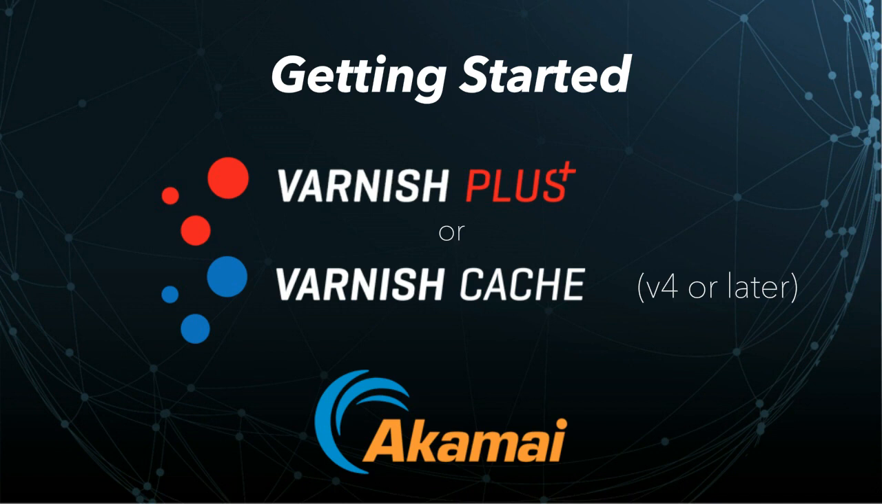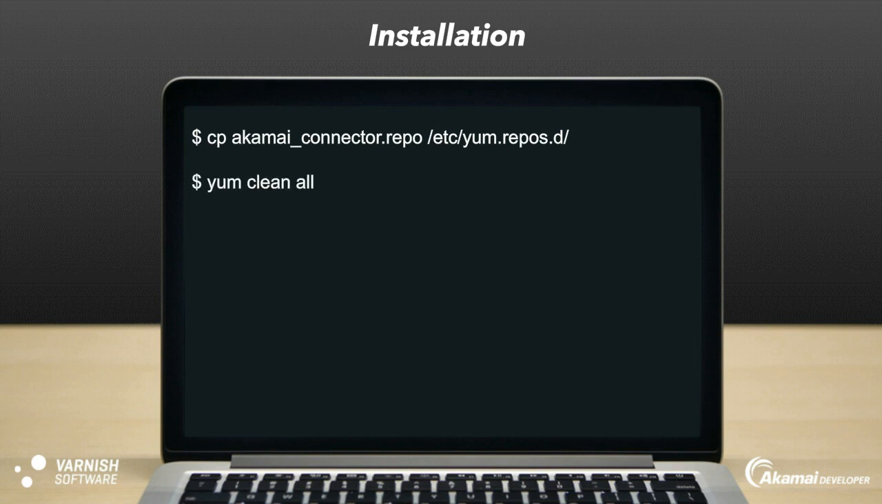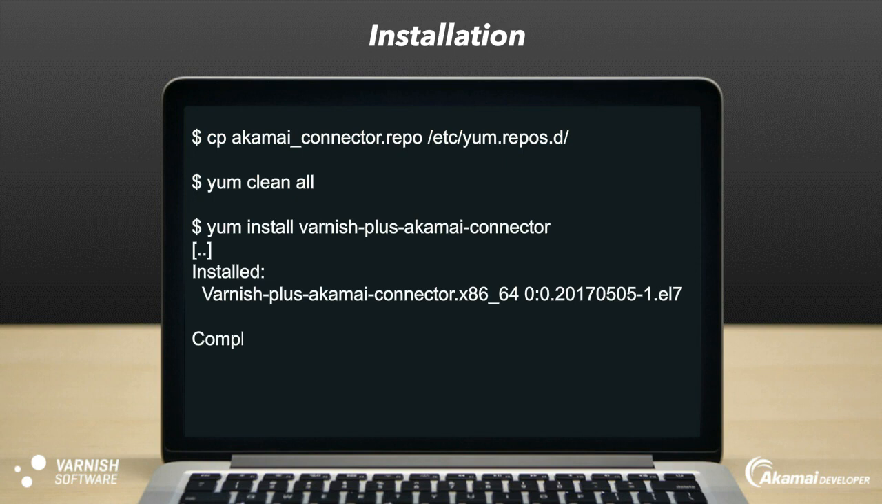So if you are using Varnish Cache open source, you will be installing from a source tarball. And if you are using Varnish Plus, you will get access to a package repository. In this demo, we are using Varnish Plus on a Red Hat-based system. So first, we grab the provided repo details, and we copy that into the correct place. Then we trigger a metadata refresh. And following that, we install the connector by doing yum install varnish-plus-akamai-connector. If you are on a Debian-based system, it would be very similar. You just use apt instead of yum.